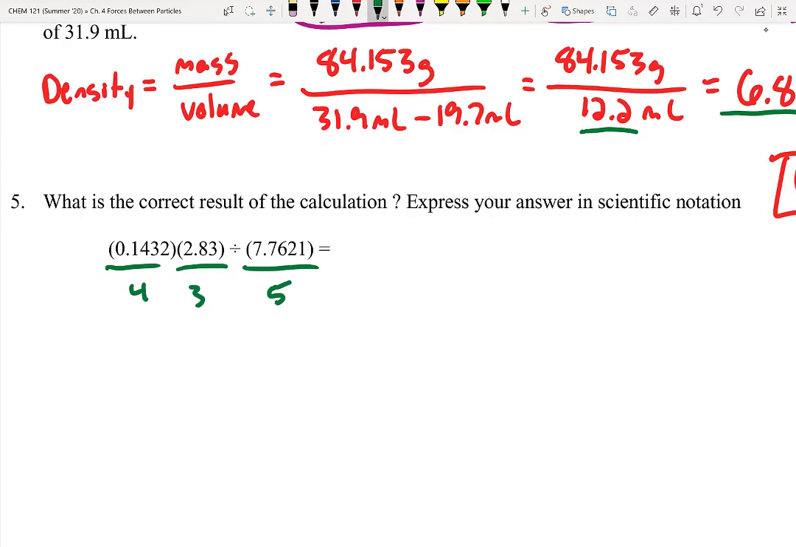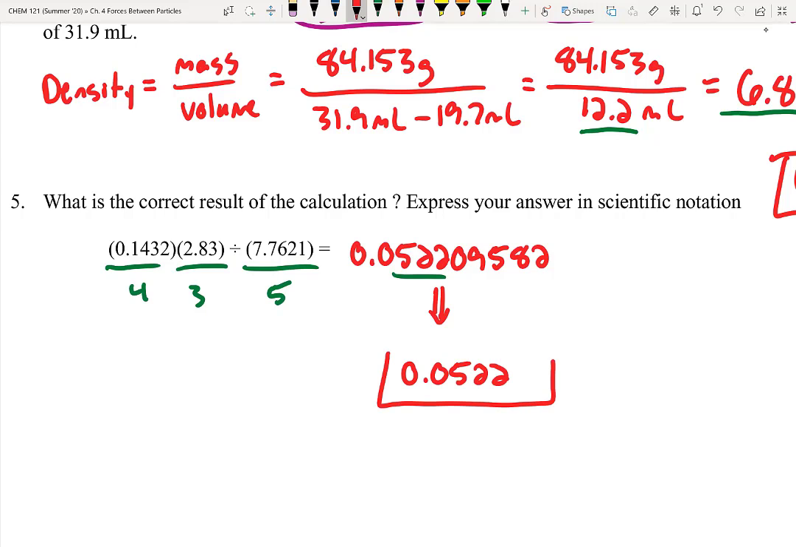So 0.1432 times 2.83 divided by 7.7621. If I go ahead and get my full answer without sig figs factored in, it's going to be this. But if we trim it down to 3 sig figs, we would only include these last digits. So the final answer would be 0.0522. Make sense so far? If anybody has questions on sig figs, feel free to ask me too.